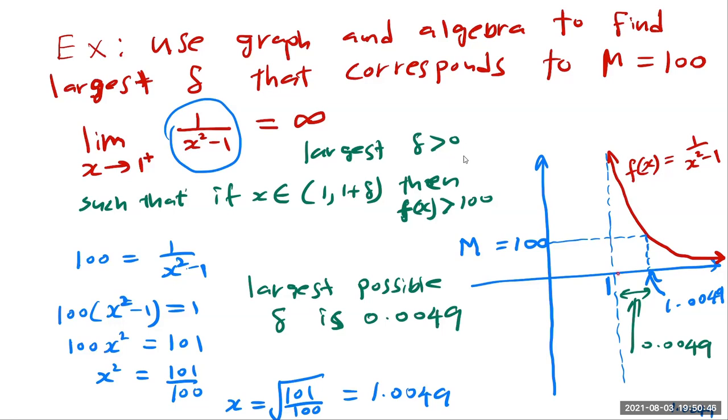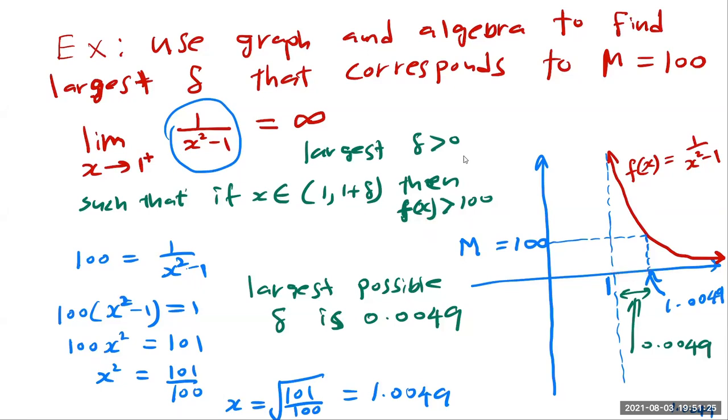You cannot make your delta bigger than this one. If you take your delta to be bigger than that, what happens is that when you take (1, 1 plus delta), it will pass this point. It will come up to here. Your delta interval would be an interval like this. In that interval, if you pick a point somewhere here, your y value is less than 100. You see, your y value is less than 100. You want your y value to be bigger than 100. If you want your y value to be bigger than 100, the largest possible delta is this length. Okay.